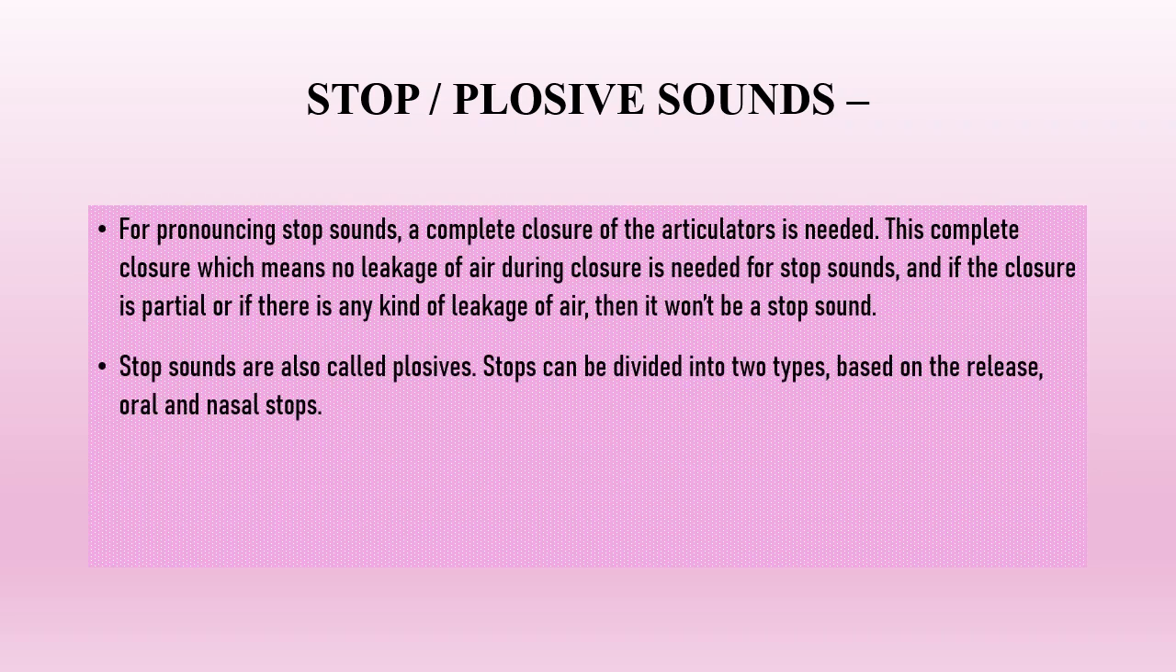So, for pronouncing stop sounds, which is our first category, or the plosive sounds, complete closure of the articulators is needed. This complete closure, which means no leakage of air during closure, is needed for stop sounds. And if the closure is partial or if there is any kind of leakage of air, then it won't be a stop sound. Stop sounds are also called plosives. Stops can be divided into two types based on the release, oral and nasal stops.